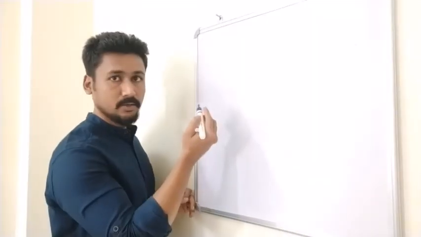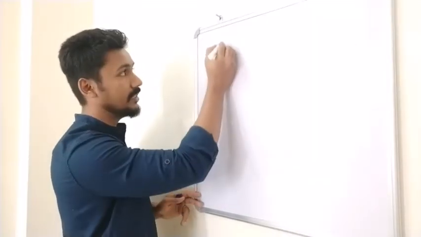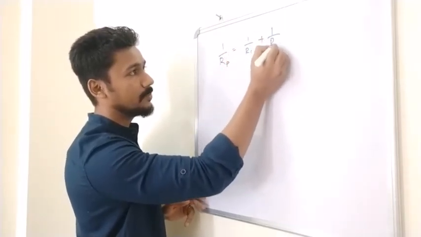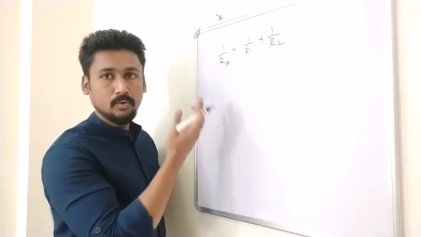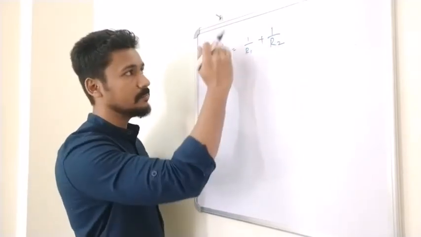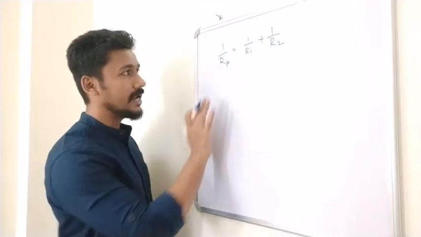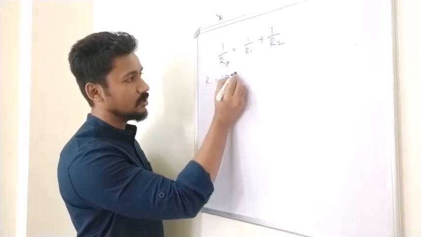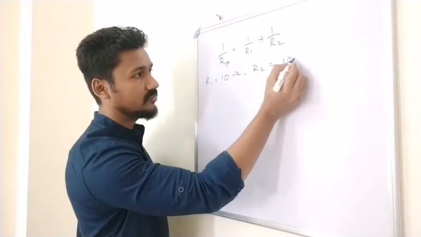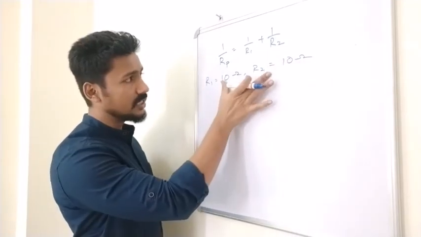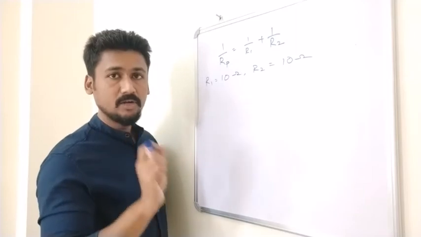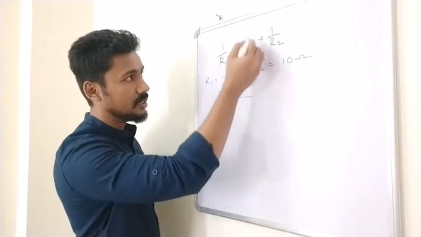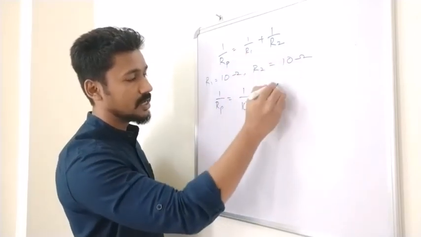Once again, let us write down the formula. For resistors connected in parallel, 1 by Rp is equal to 1 by R1 plus 1 by R2. The formula might look confusing, but it is a very simple formula. It is simply the sum of the reciprocals. And how do we understand this? Let us say we are given two resistors. R1 is 10 ohms and R2 is also 10 ohms. These two resistors we are going to connect in parallel. What will be the total resistance? Let us find out. 1 by Rp will be equal to 1 upon R1, which is 10, plus 1 upon R2, which is also 10.